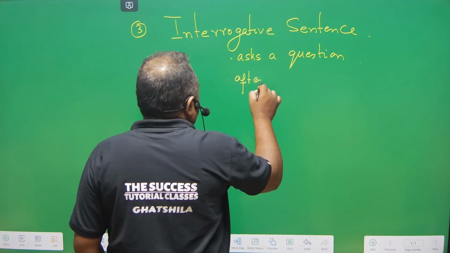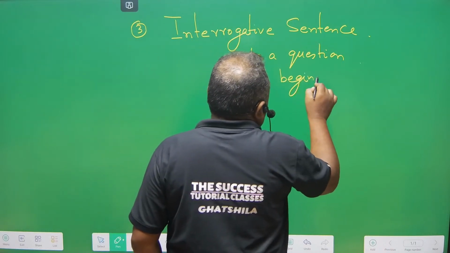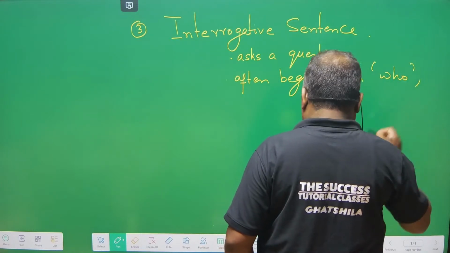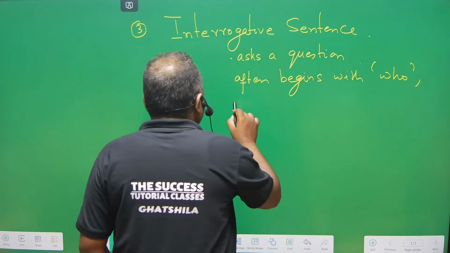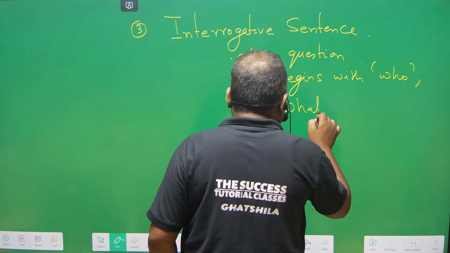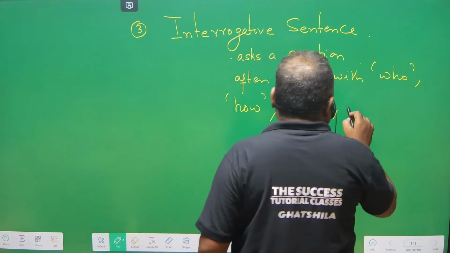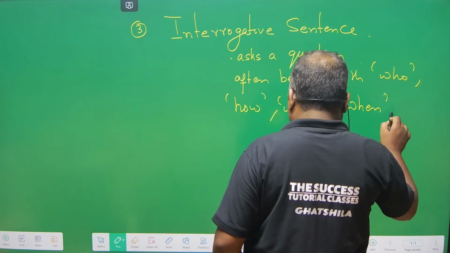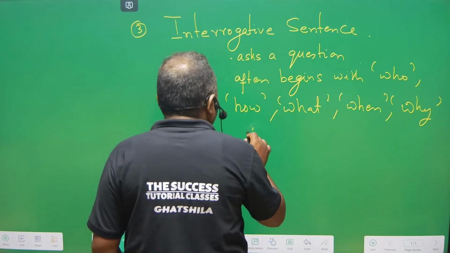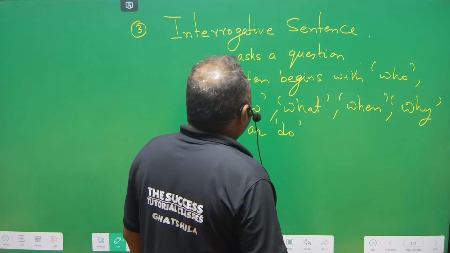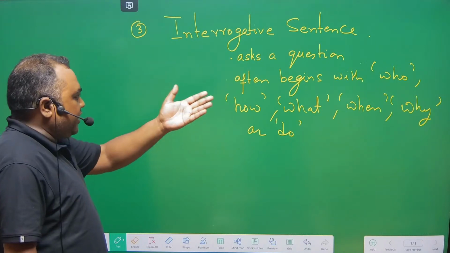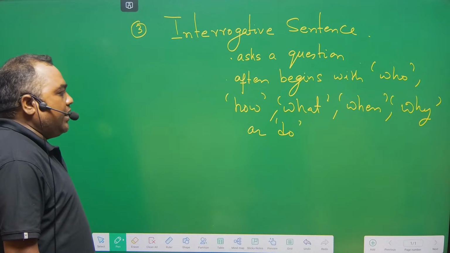Often begins with some question word, just like who, how, what, where, when, why, or do. These are the question words which are often used in the beginning of interrogative sentences. So interrogative sentences begin with these question words: who, how, what, when, why, do.